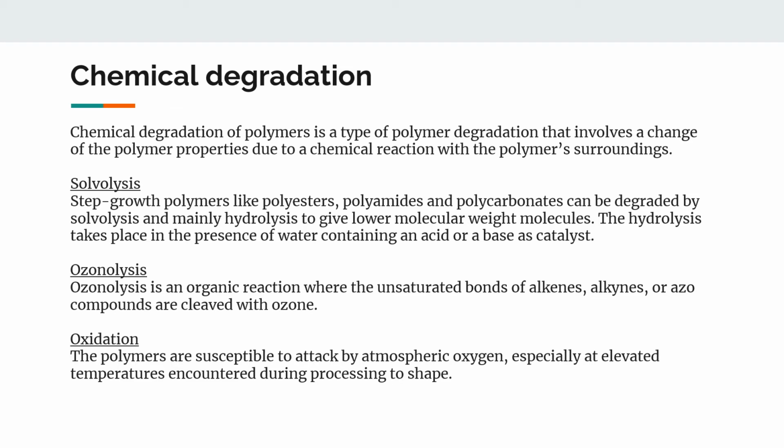Next type of chemical degradation is ozonolysis. Ozonolysis is an organic reaction where the unsaturated bonds of alkenes, alkynes or azo compounds are cleaved with ozone. And finally, oxidation plays a great role in chemical degradation. The polymers are susceptible to attack by atmospheric oxygen, especially at elevated temperatures encountered during processing to shape.